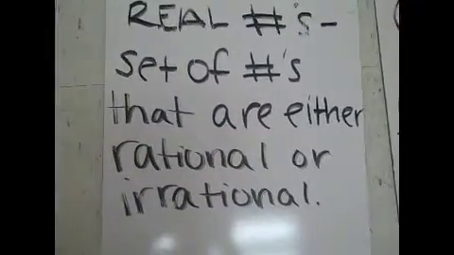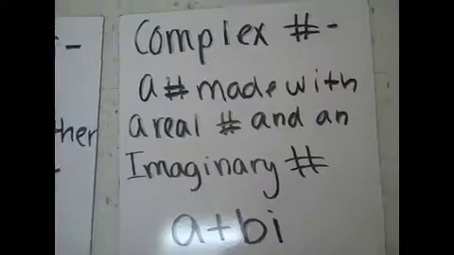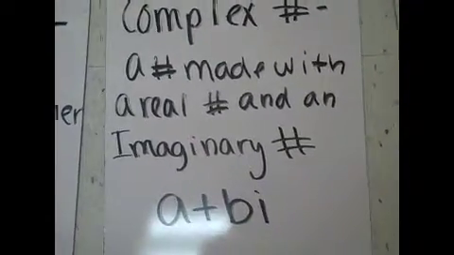Real numbers. Real numbers are the set of numbers that are either rational or irrational. There are also complex numbers: a number made with a real number and an imaginary number, a plus bi, where a and b are real numbers and i is an imaginary number.